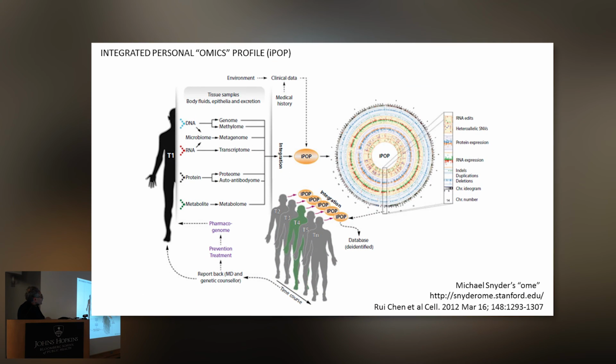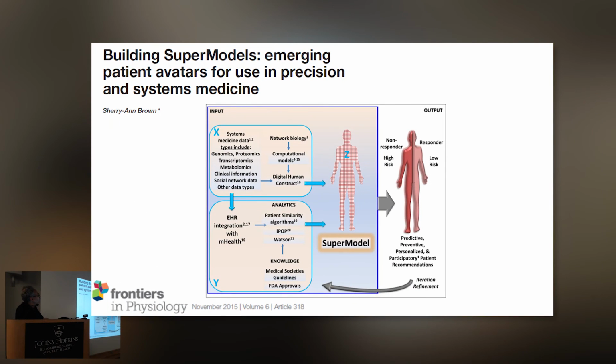Another approach is to study an individual in all the omic ways you can think of. Here is the so-called integrated personal omics profile that was done by Michael Snyder's group on Michael Snyder himself at Stanford, which you probably know about, investigating the changes in his IPOP over a number of months as he changed his diet, as he was ill, and so on. This kind of information is thought could be used to build super models, or so-called patient avatars, to use in precision and systems medicine.